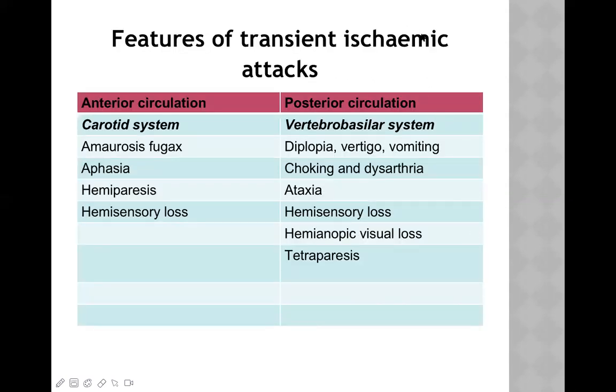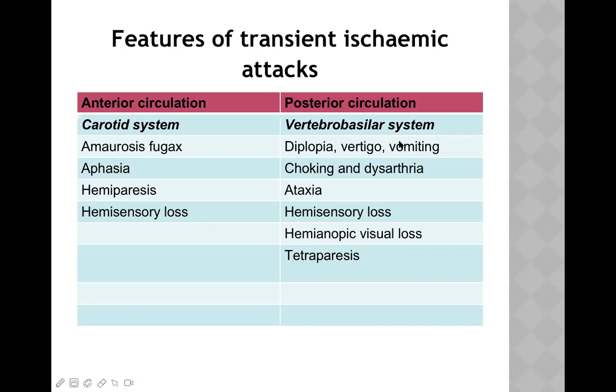Now, one important question which the teacher likes to ask: what are the examples of transient ischemic attack, or what are the features of TIA on the anterior circulation side and posterior circulation side. Now pay attention. In carotid system blockage or involvement, amaurosis fugax is a very common one. This is sudden onset of blindness. Aphasia can be there, hemiparesis can be there, and hemisensory loss can be there. But remember the definition of TIA: within 24 hours, all these neurological deficits will recover towards normal.